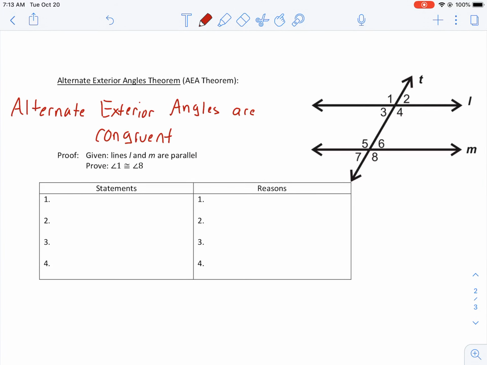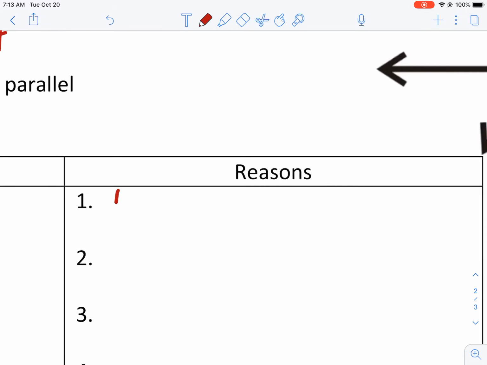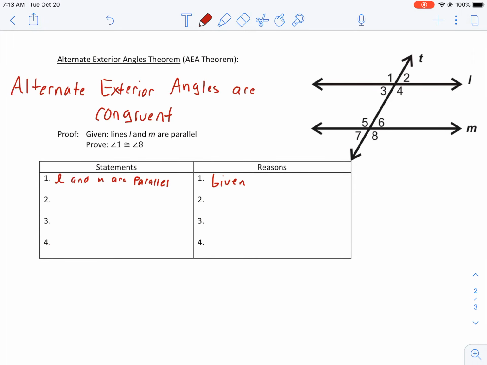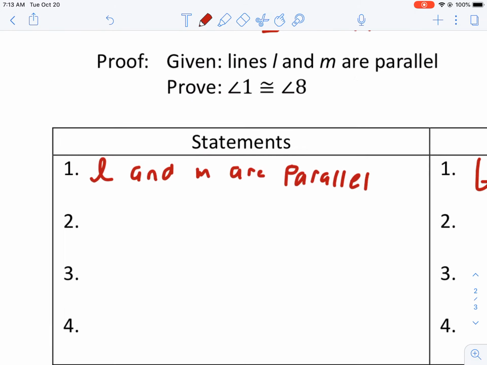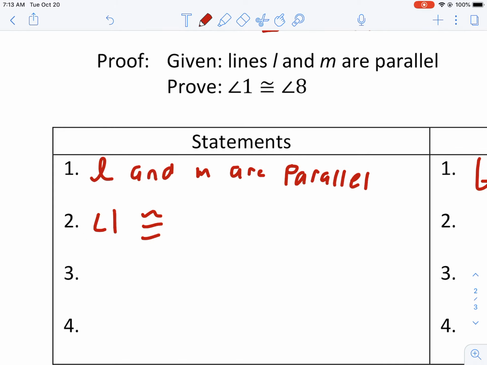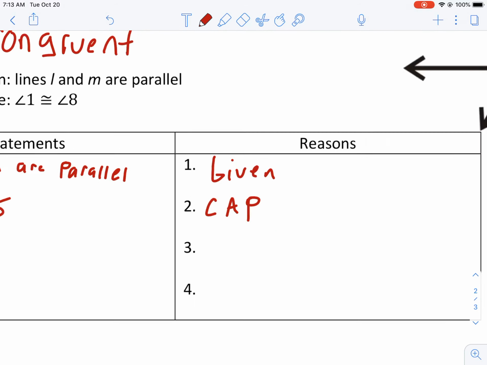So I want to prove that angle 1 is congruent to angle 8. And that's going to be another easy one to prove. So again, all we're given is that lines L and M are parallel. But because we know they're parallel, that lets us use all of our other properties. Now, the only one we actually need here is corresponding angles. I'm going to say that 1 is congruent to 5, because remember, I'm trying to get 1 congruent to 8. So I'm going to say angle 1 is congruent to angle 5, and that's by the corresponding angle postulate.